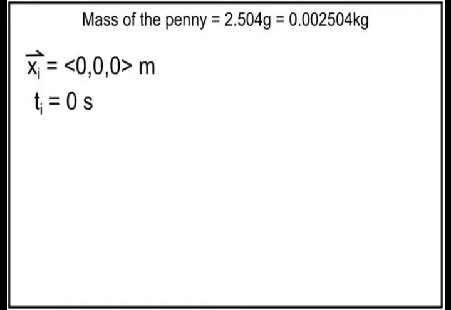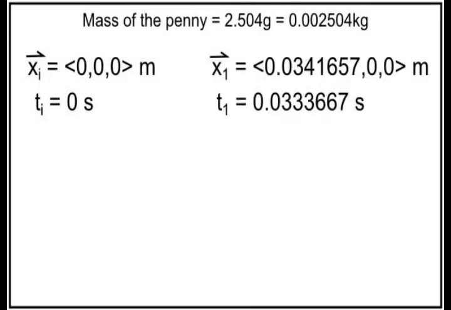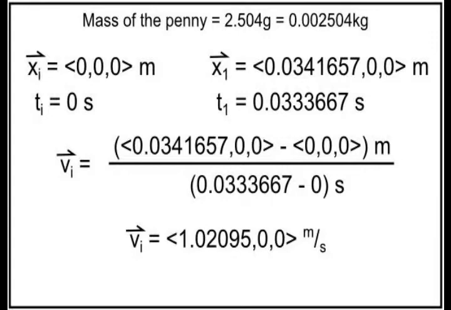If we look at the initial conditions, again, I said the penny was at the origin, was at 0, 0, 0 for the x vector at the beginning of the experiment, and time was 0. Letting that first frame advance, the penny has moved a small amount. There's the new x1 vector, and the time has advanced a small amount. So we can use that to figure out the initial velocity of the penny, and here we see that the initial velocity of the penny was just over 1 meter per second.